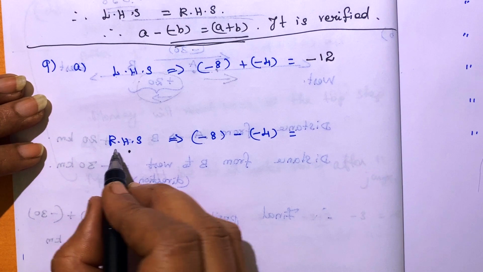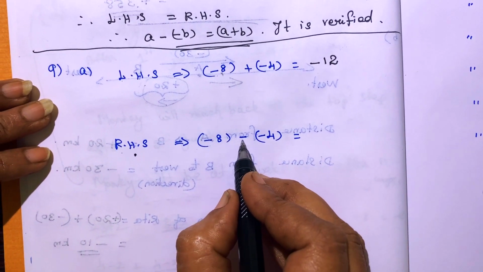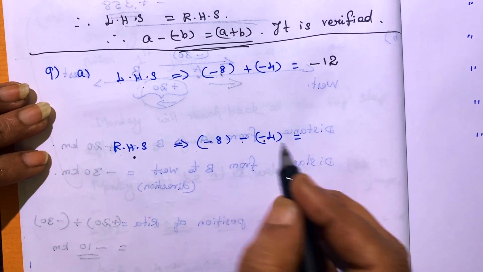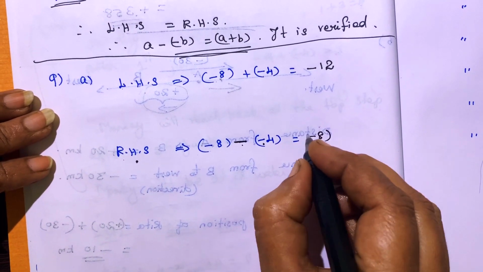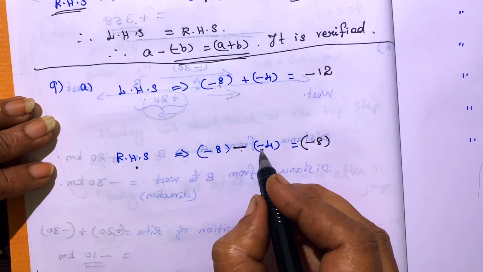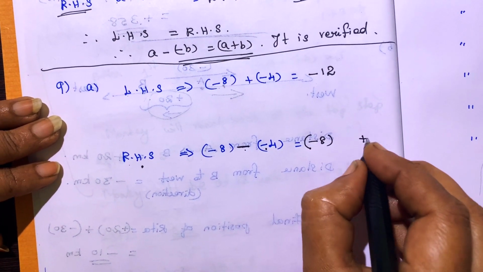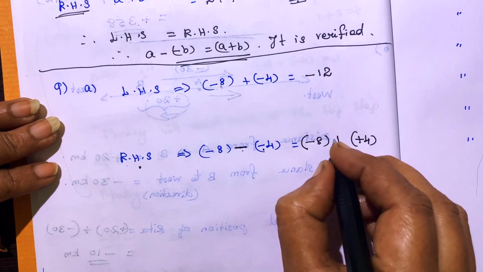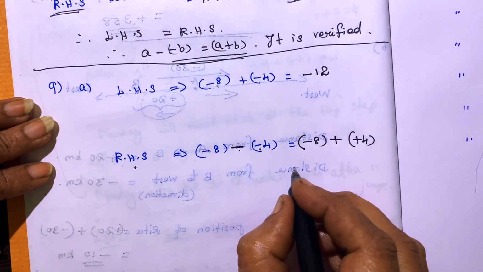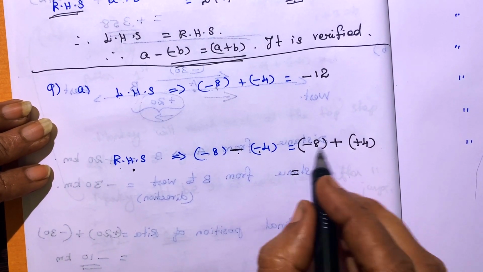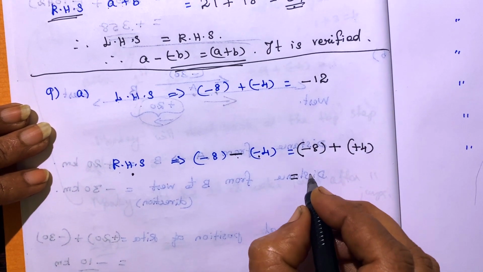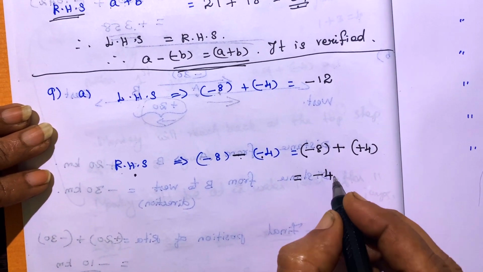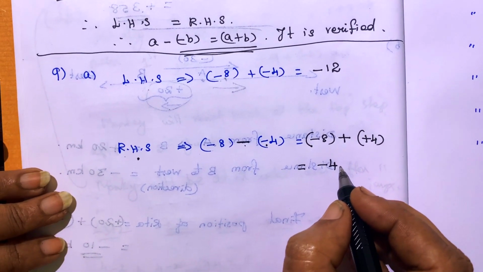Now right hand side is -8 minus -4. Here it is subtraction. So you know very well, -8 you write as it is. -4 you can write as +4, and here also you have to change the sign. Now you know very well how to add. -8 plus +4 is -4. You know very well addition of integers.